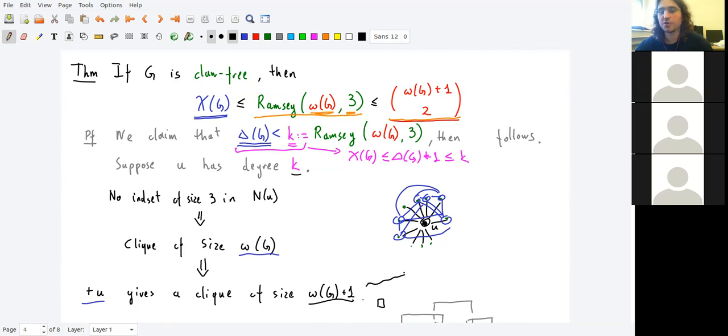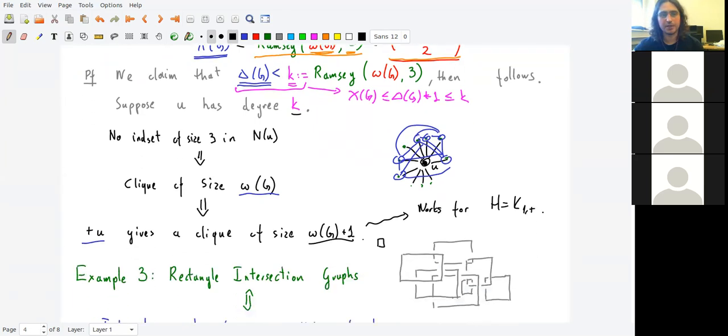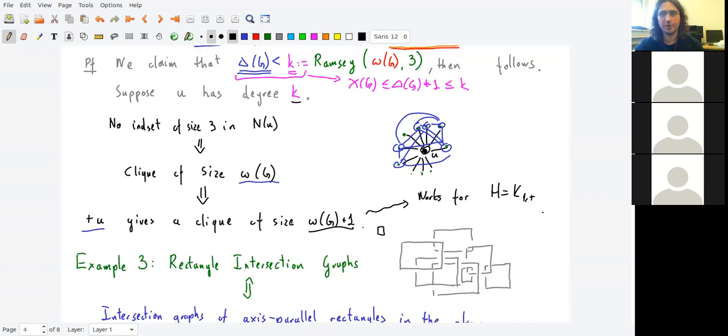Observe that actually there was no magic in the number 3 in this proof. This works for H-free graphs where H is like K_{1,t}, a star with t leaves for any fixed t. They are also chi-bounded. Good. So this was the question of claw-free graphs. So these were two easy examples.